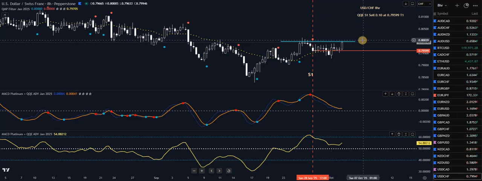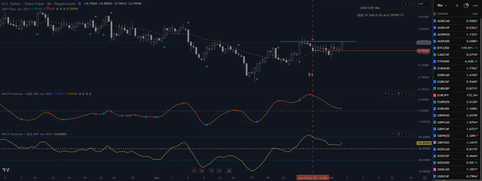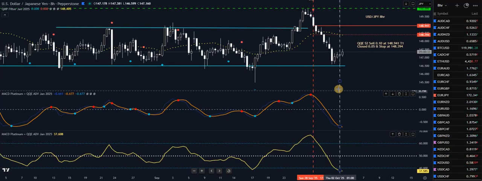So who knows? Anywho, in the USD Swiss and a sell, and it's going nowhere. QQE, we're just waiting. And finally, USD Japanese yen, which you probably can't see on the watch list there. We're in a sell, and it's going nicely. We're just trailing the stop. Can't lose on that.